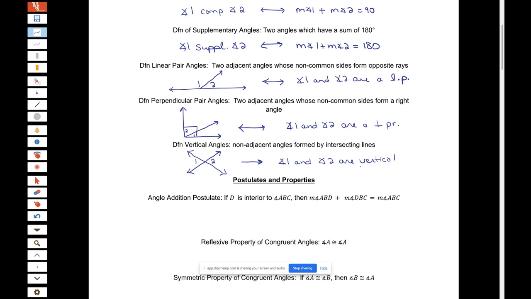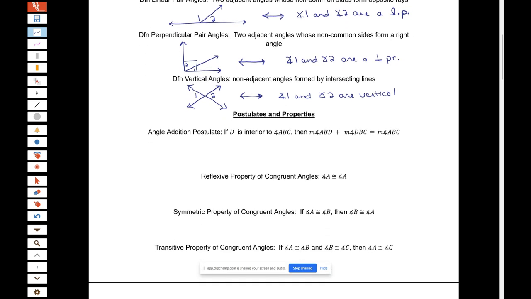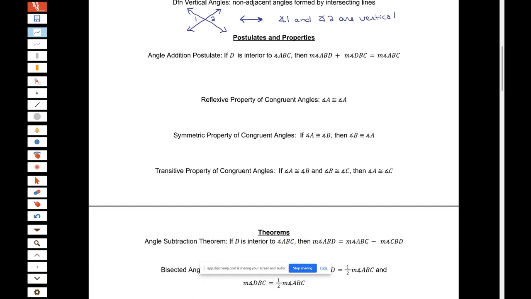If you see angle 1 and angle 2 are vertical in the proof and you see this picture, then afterwards you're going to write definition of vertical angles. We're calling them vertical because that's what they are. We don't say they're congruent with definition of vertical angles. No, we say they're congruent with the vertical angles theorem, which is going to be on the next page where all the theorems are. All right, angle addition postulate.